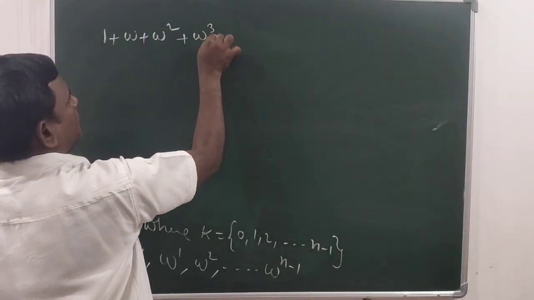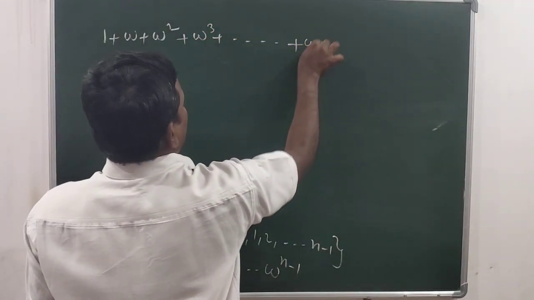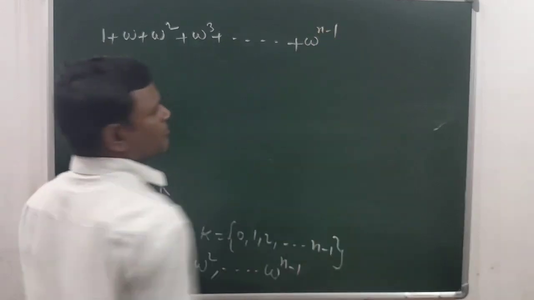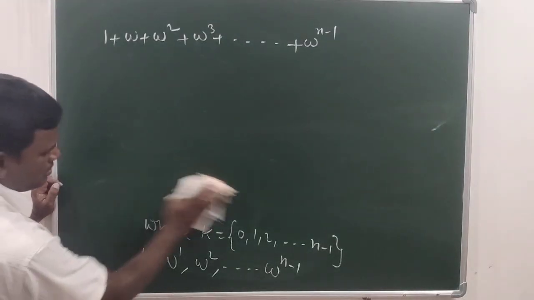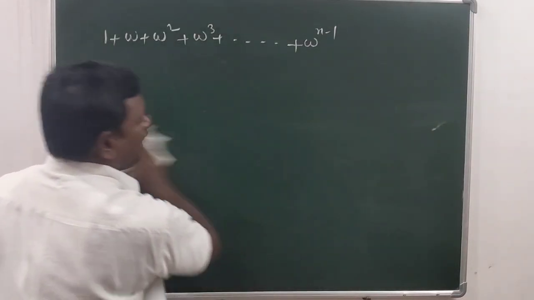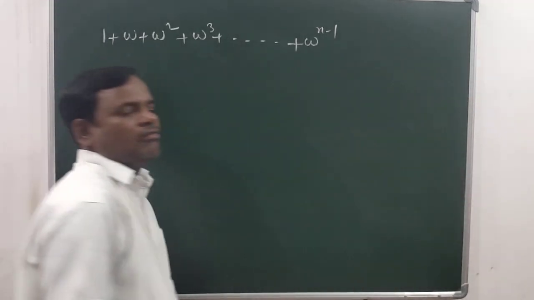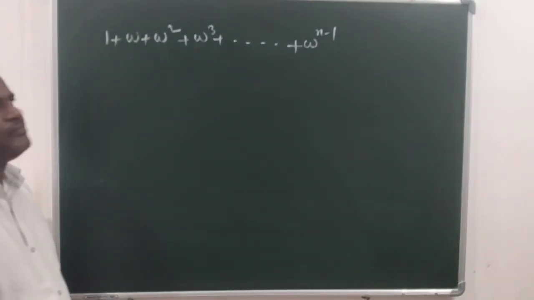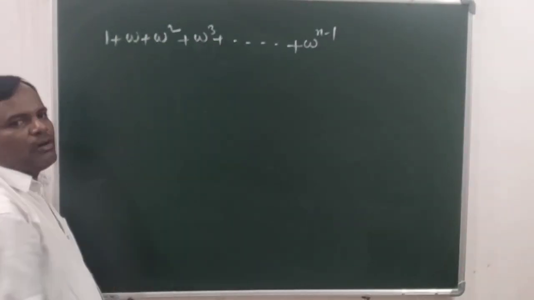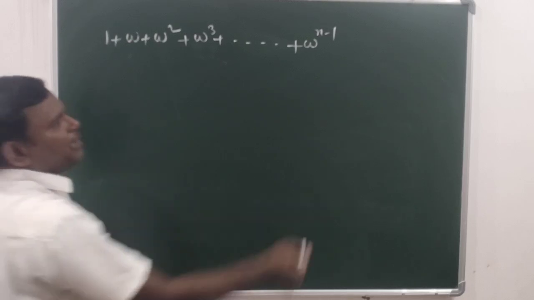Yes, if I add, what will I get? 1 plus omega plus omega square plus omega cube and so on, up to omega power n minus 1. Add them. On adding this, what are you going to get? These are forming a geometric progression.